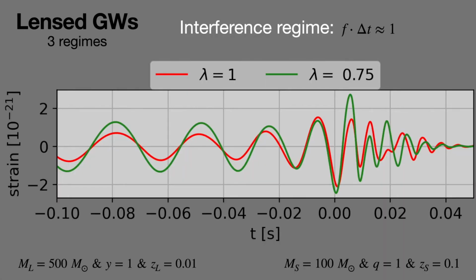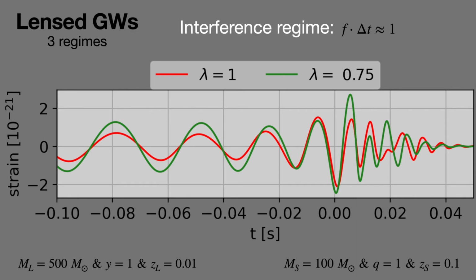So the last and most interesting regime is the interference one. This stands in between the wave optics and the geometrical optics regimes, and it is characterized by an interference pattern in the lensed waveform. This pattern is the visualization of the difference between the original signal and the transformed one. The parameters of the lens and of the source are described here at the bottom, but of course any combination of these parameters that satisfies this condition here can be used to get this interference regime.